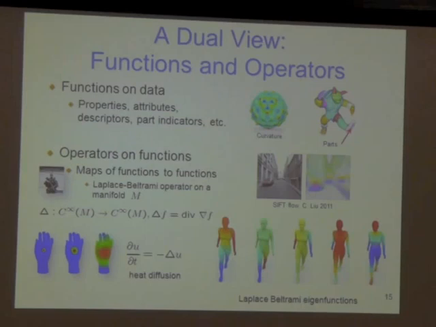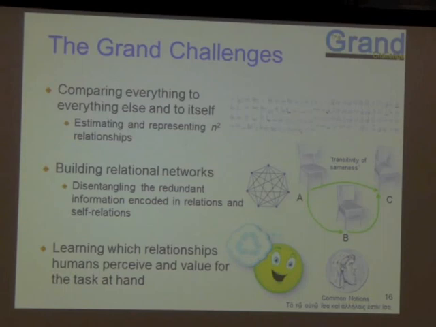And so, to summarize, before I start getting somewhat technical, the grand goal here is to compare everything to everything and summarize these comparisons. Of course, that's a big, big problem. You have these n squared pairs, and it's very expensive to compare everything to everything. That's one challenge. How do you do all these comparisons?